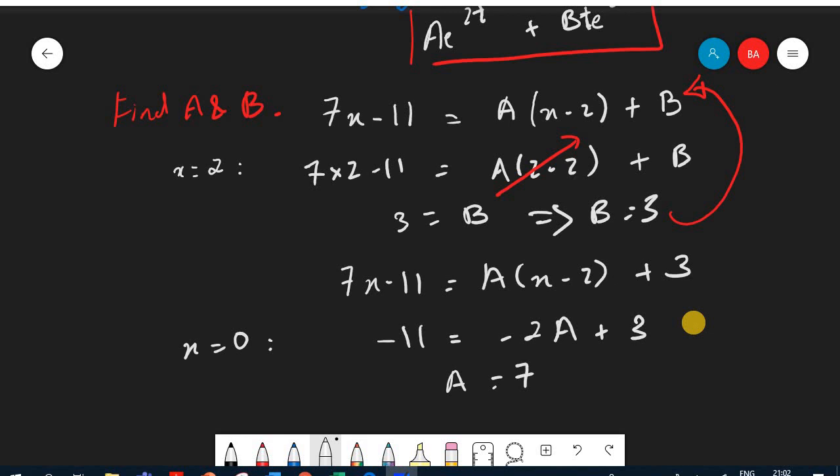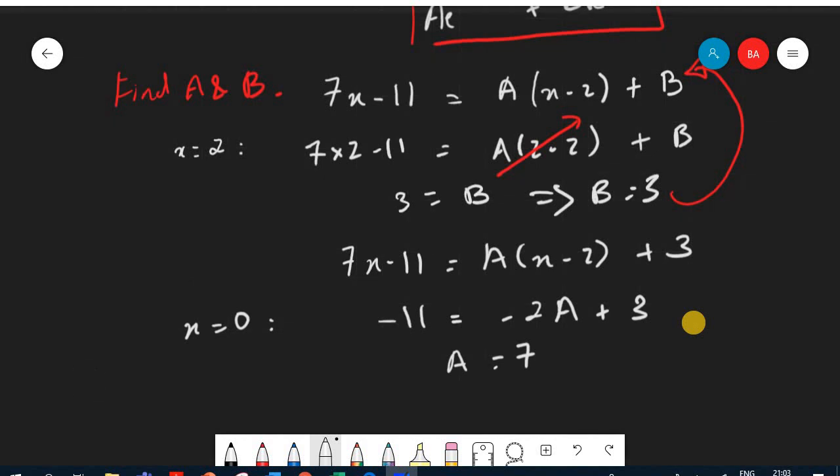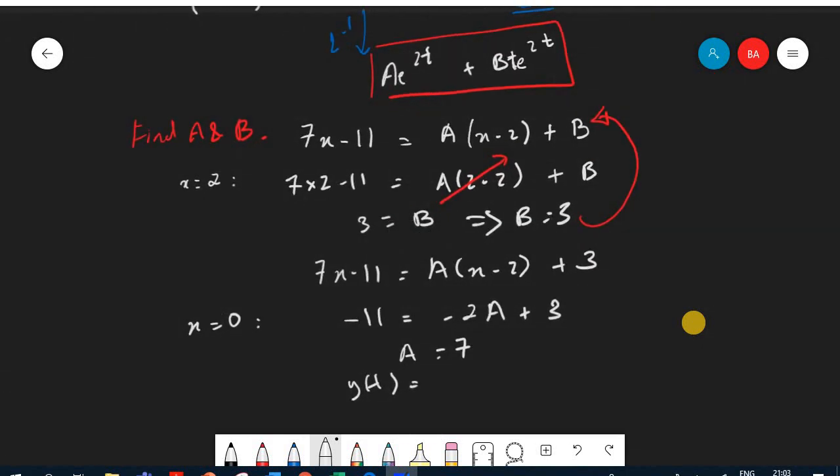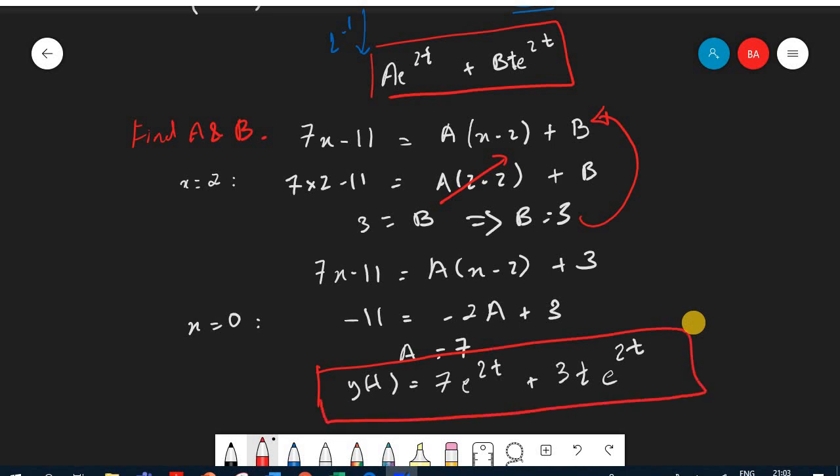All we need to do is to substitute, and my y of t is going to be equal to, if we just go a little above, I'm going to make this smaller to look at the equation that I have up the top here. So that will be 7e to the power 2t plus, was it plus? Yes, b is equal to 3, plus 3t. Remember, it was t e to the power 2t. So that is t e to the power 2t. And that is my solution for the problem.